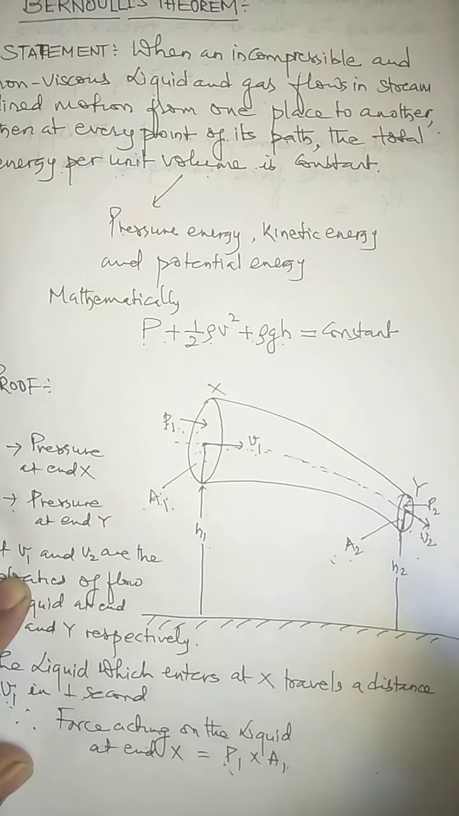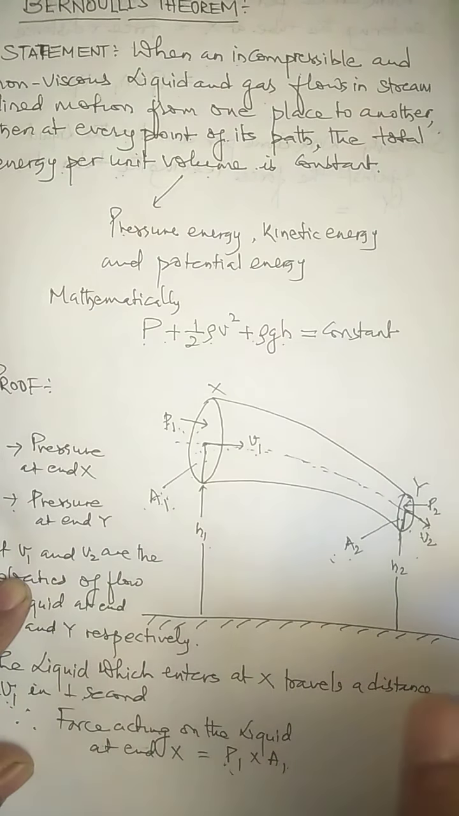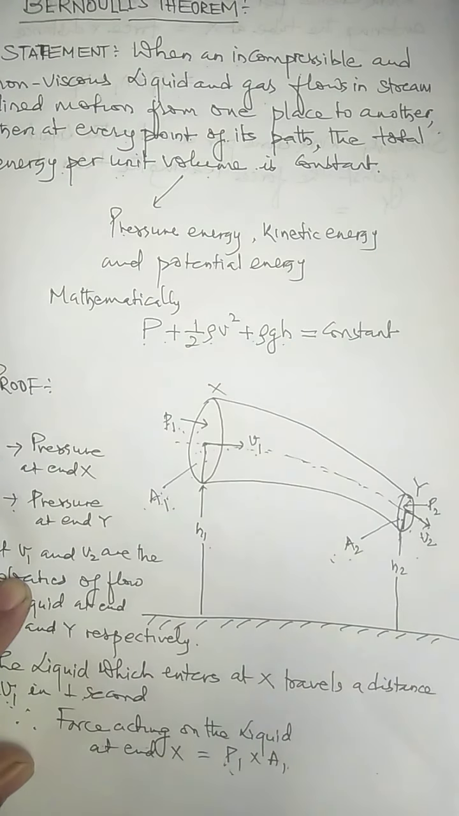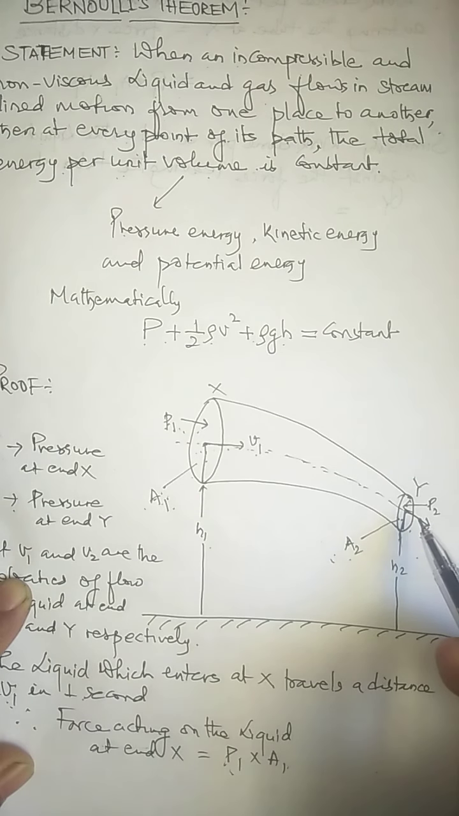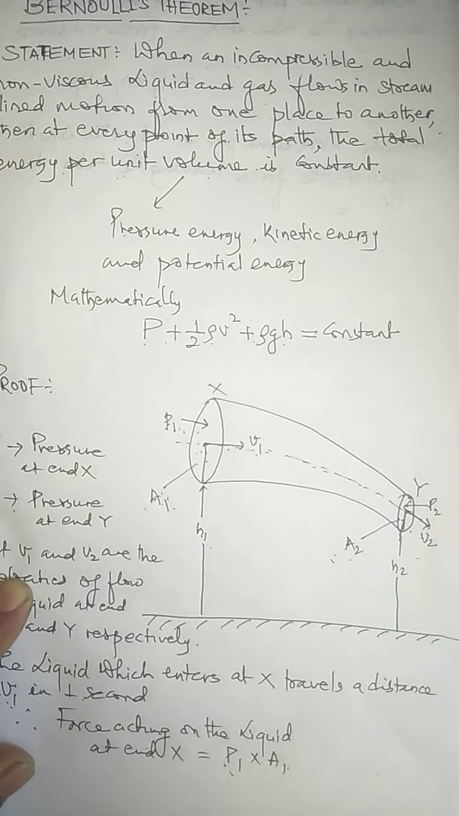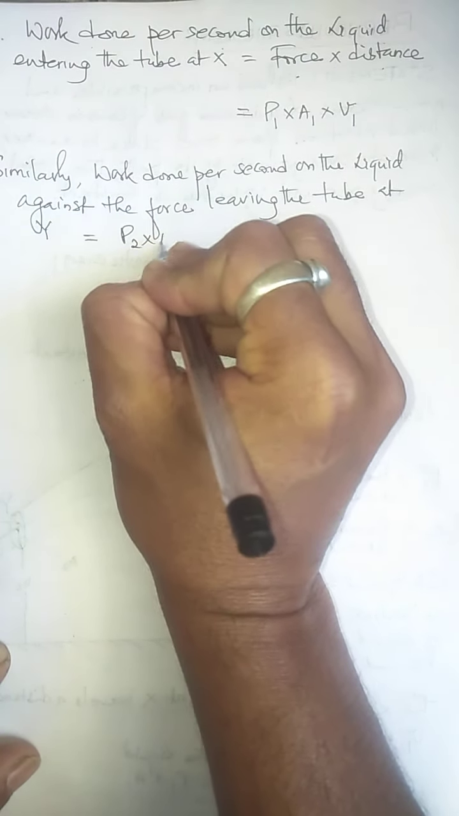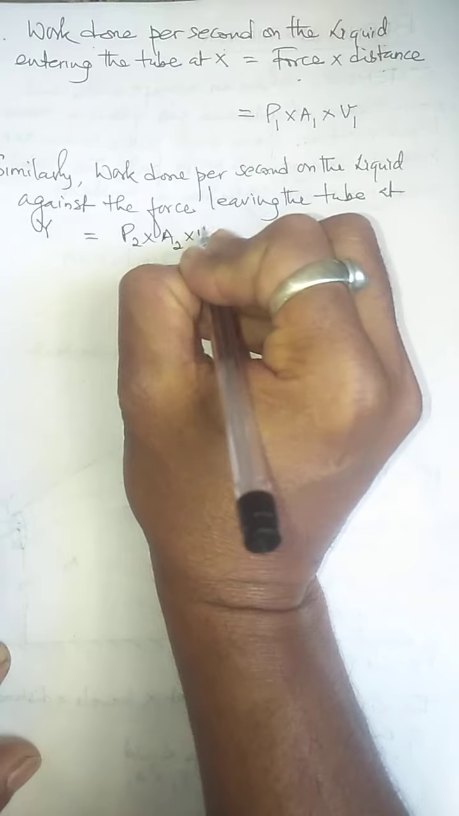But still against this force also, the liquid is leaving out, but just in how many seconds? 1 second. So in that case also we need to do the work, and that work done per second that we are calculating at X and Y can be calculated similar to the work done per second in which the liquid enters at X, and it is given by P2 into A2 into B2. So just look at this.